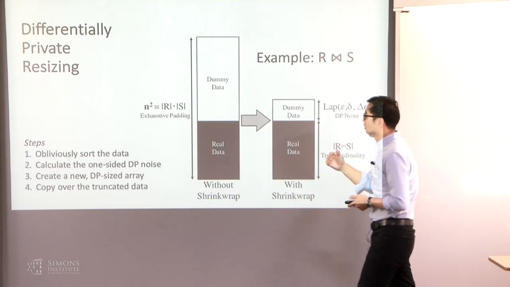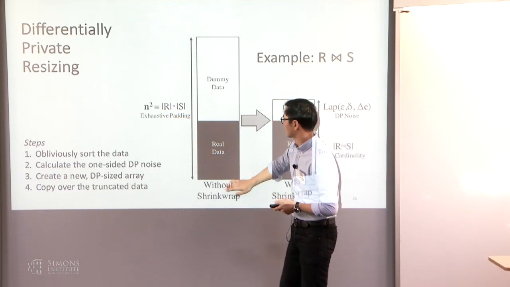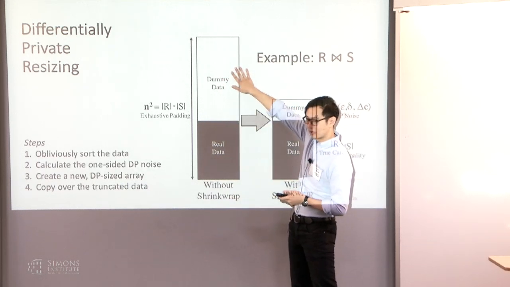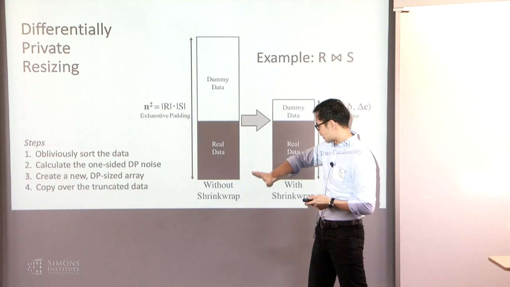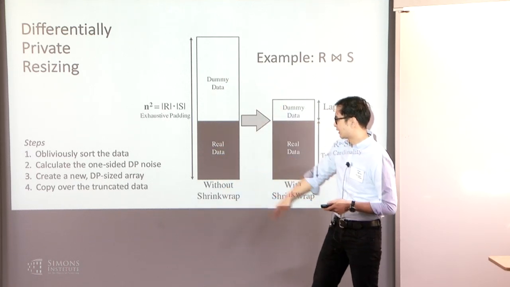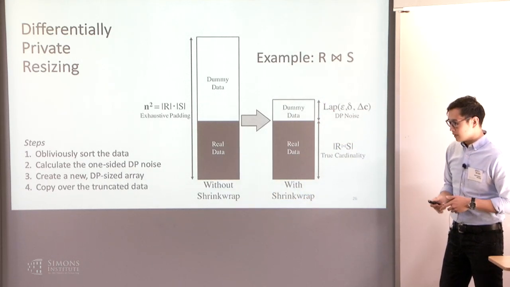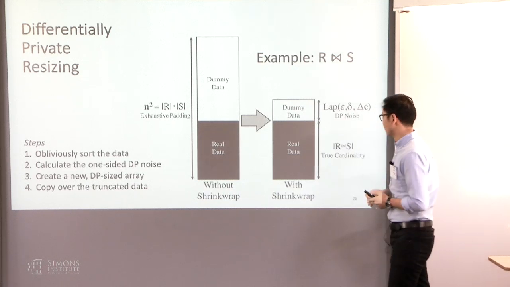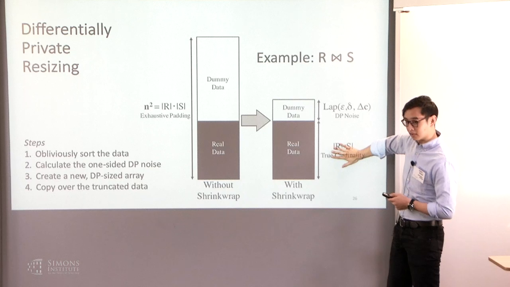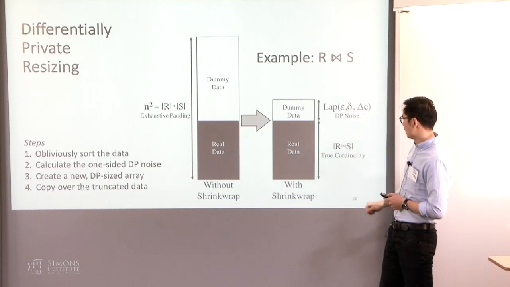In the oblivious version, we have exhaustive padding. So this would be size n squared, whatever the size of R times the size of S. This is very expensive, and then in secure multiparty computation, we'd have to process this entire thing. But what we did in Shrinkwrap was ask, what if we have a differentially private size? So our new size is the true cardinality, what this real data is, plus some Laplace noise.